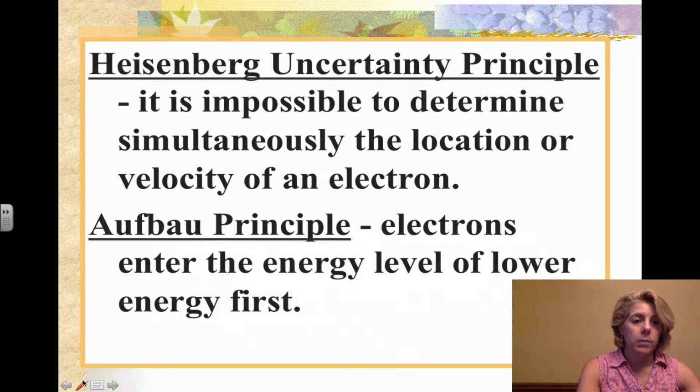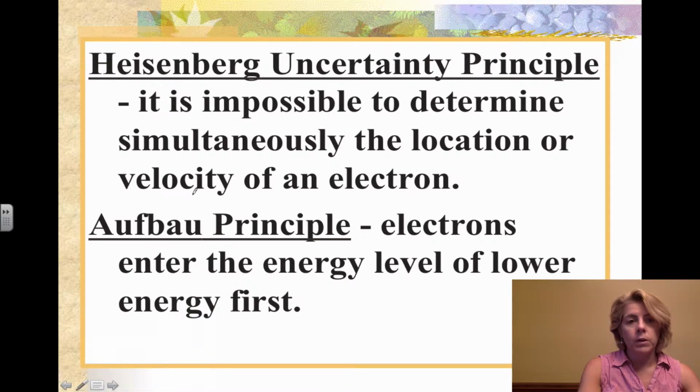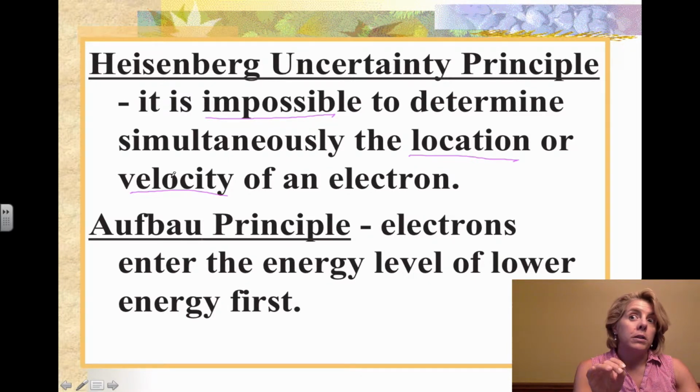And you may or may not have heard about this. Heisenberg was another physicist, and he found that it's impossible to determine the location and the velocity of an electron together. So what that means is when you are using an instrument to detect the location of an electron, you're affecting its velocity. And there's no way that you can know both measurements of that electron.